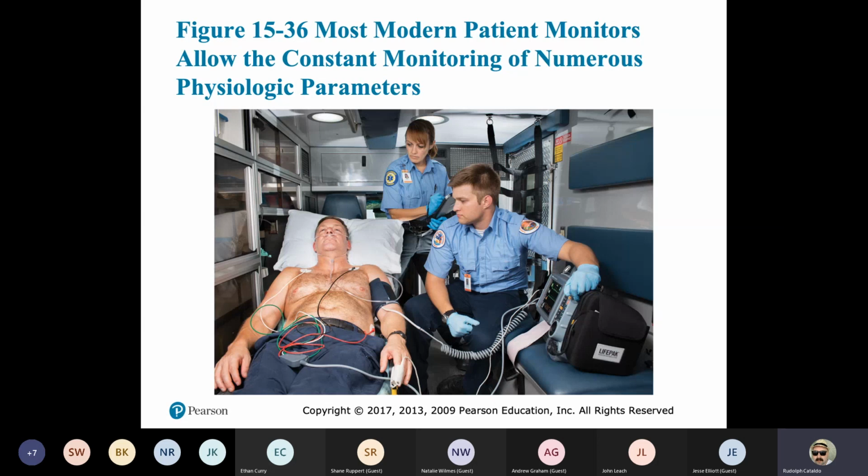Most modern monitors, like the LifePak 15, allow constant monitoring of end tidal and all your other vital signs. Be careful if you're hooking an end tidal line into the monitor. It's generally only a quarter turn. Anything more than that, you'll actually strip the threads out of it because they're really light threads. So you want to be really careful with that.